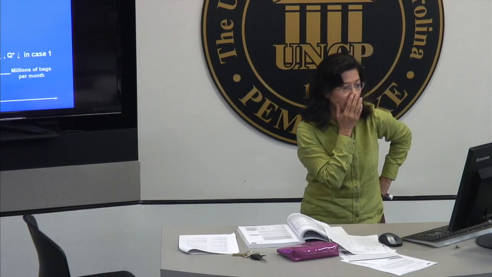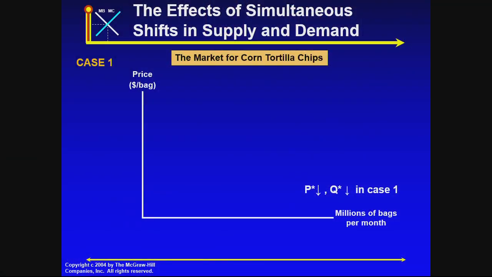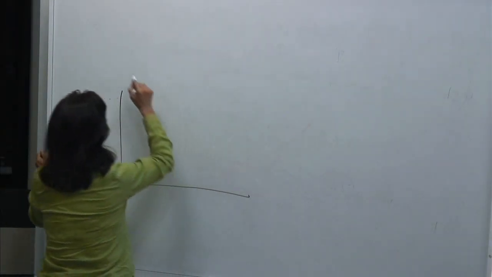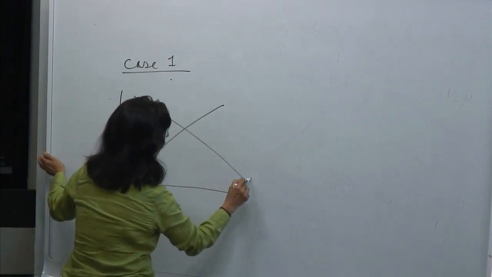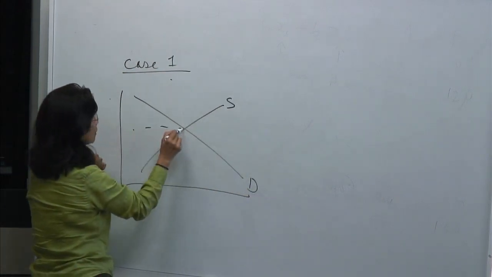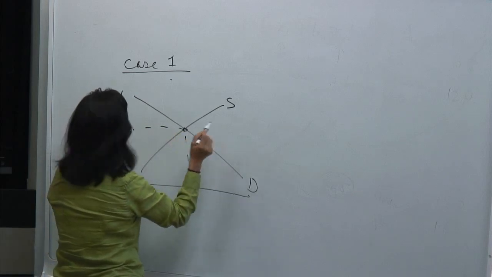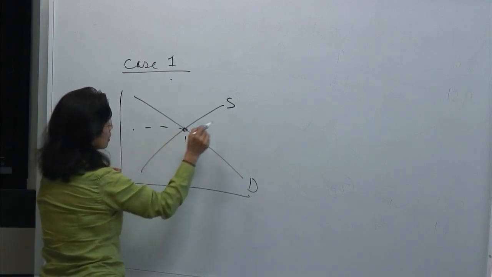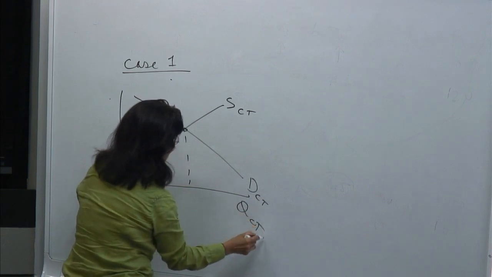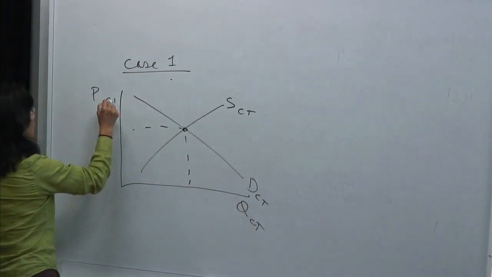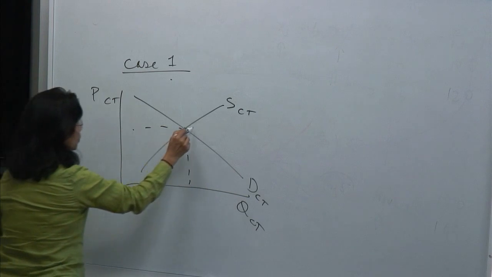This is an example for the market for corn tortilla chips. So we start off once again, there are two cases here. Let's do the graph together. This is case one. Here's your supply curve, and we call this CT. Okay, let's start with point A.